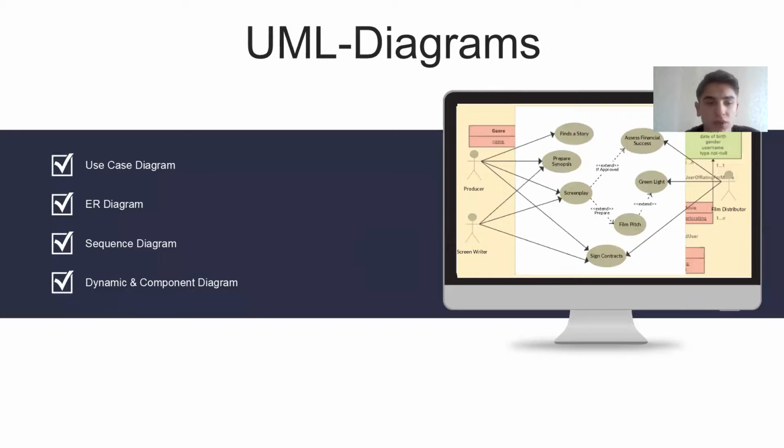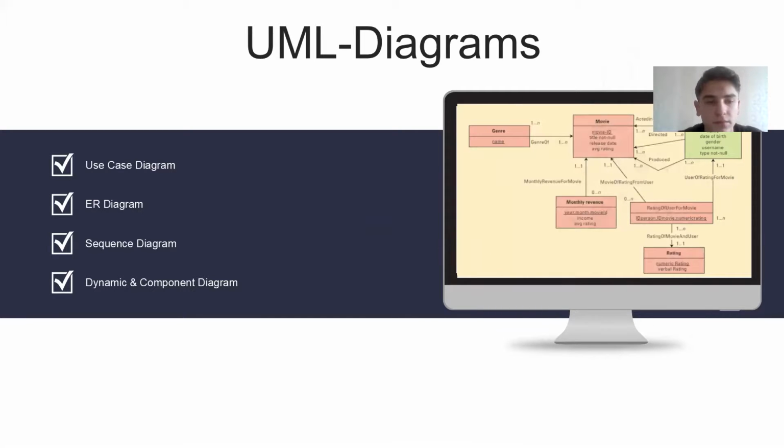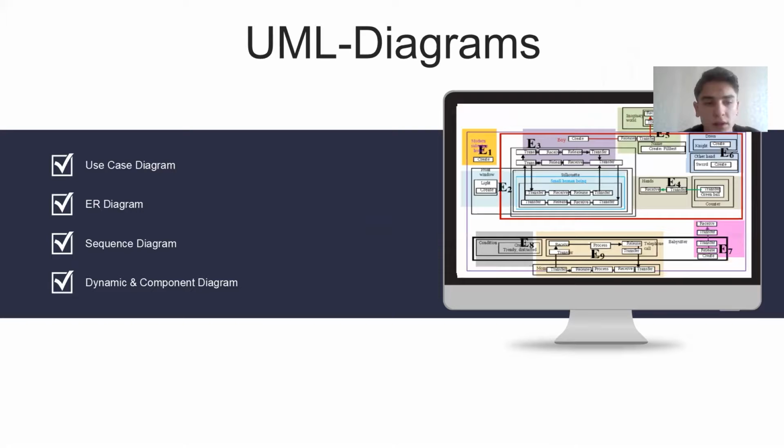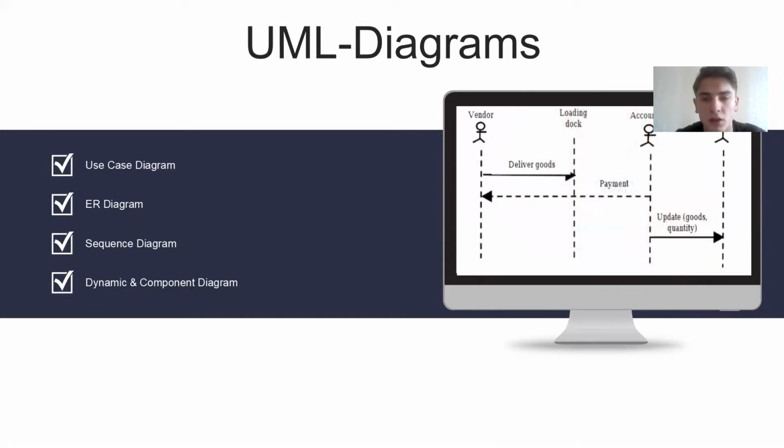So one of the most important parts of our research is to create accurate UML diagrams. So we decided to display this use case diagram. Here it is. Then the activity diagram, sequence diagram, and the last ones are the dynamic and component diagrams.